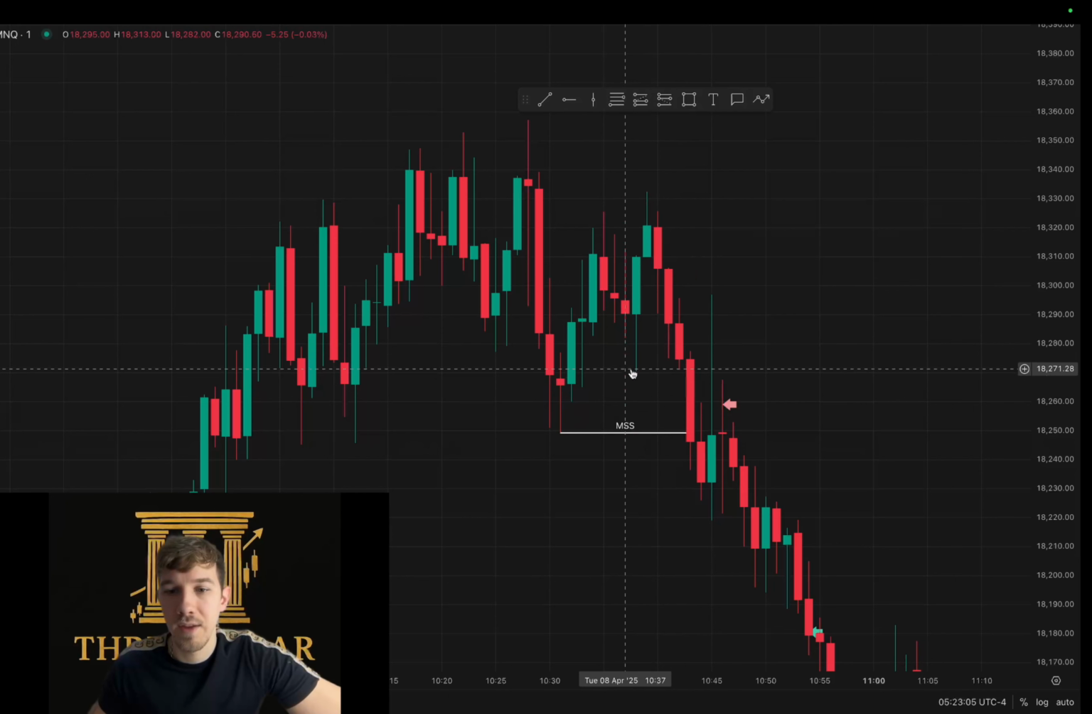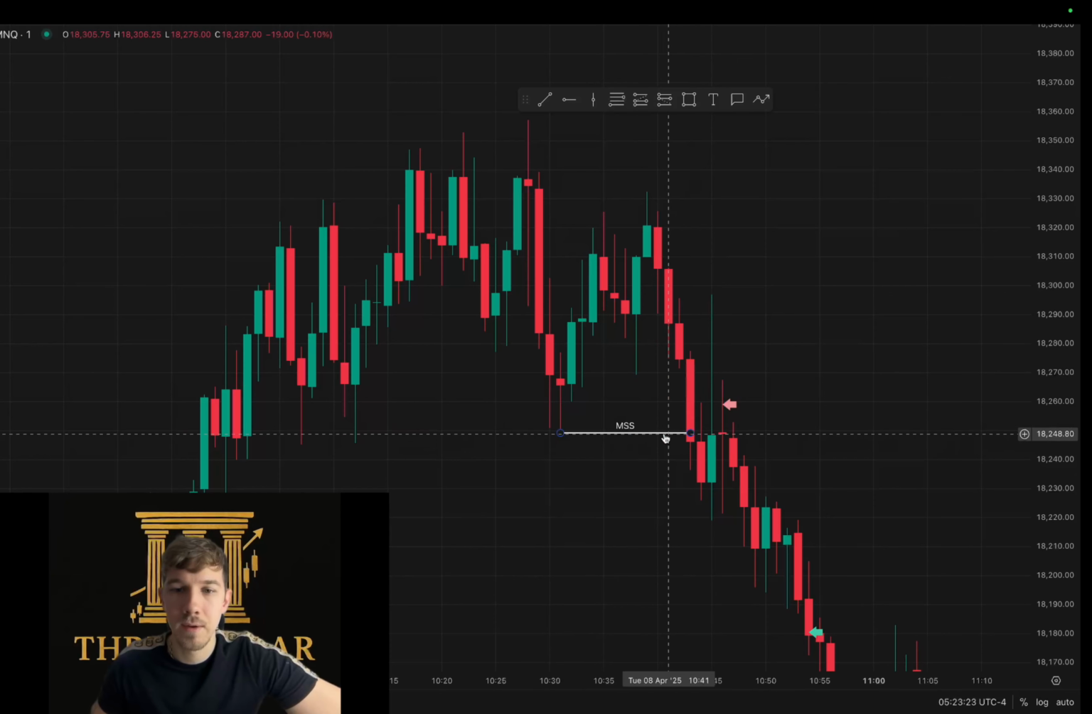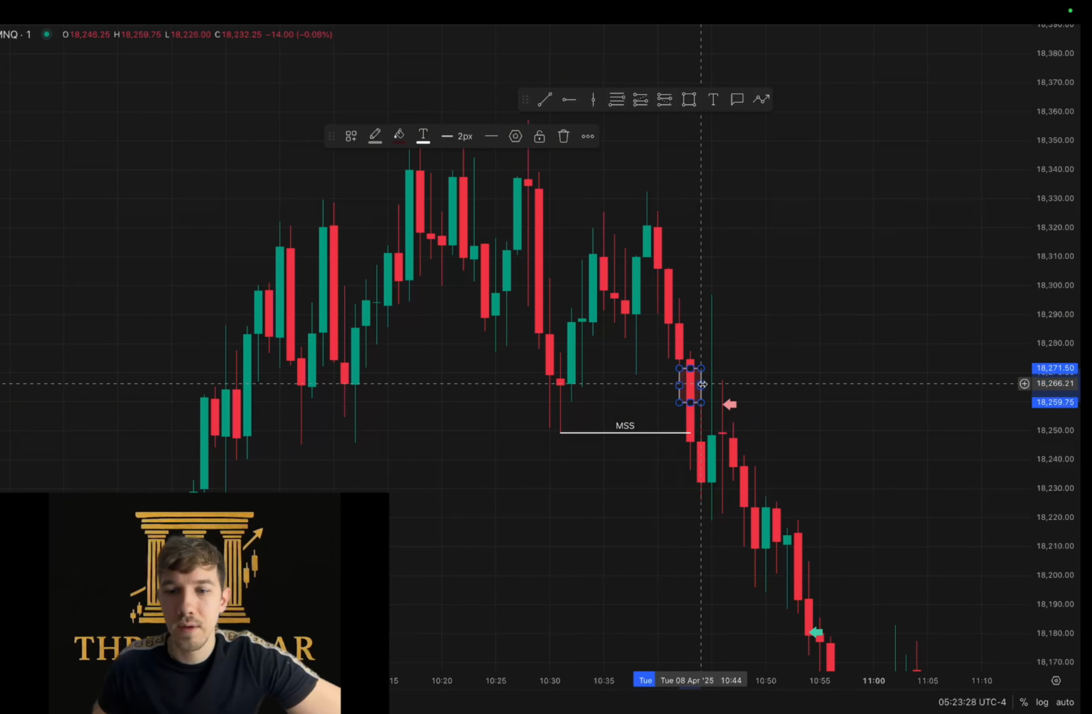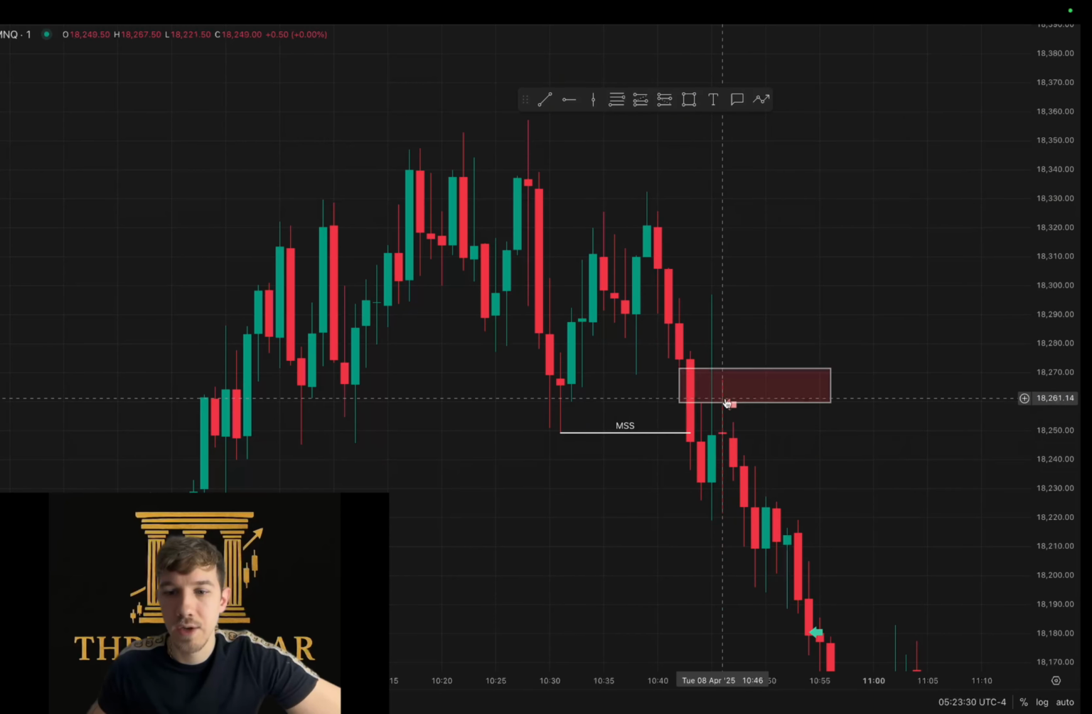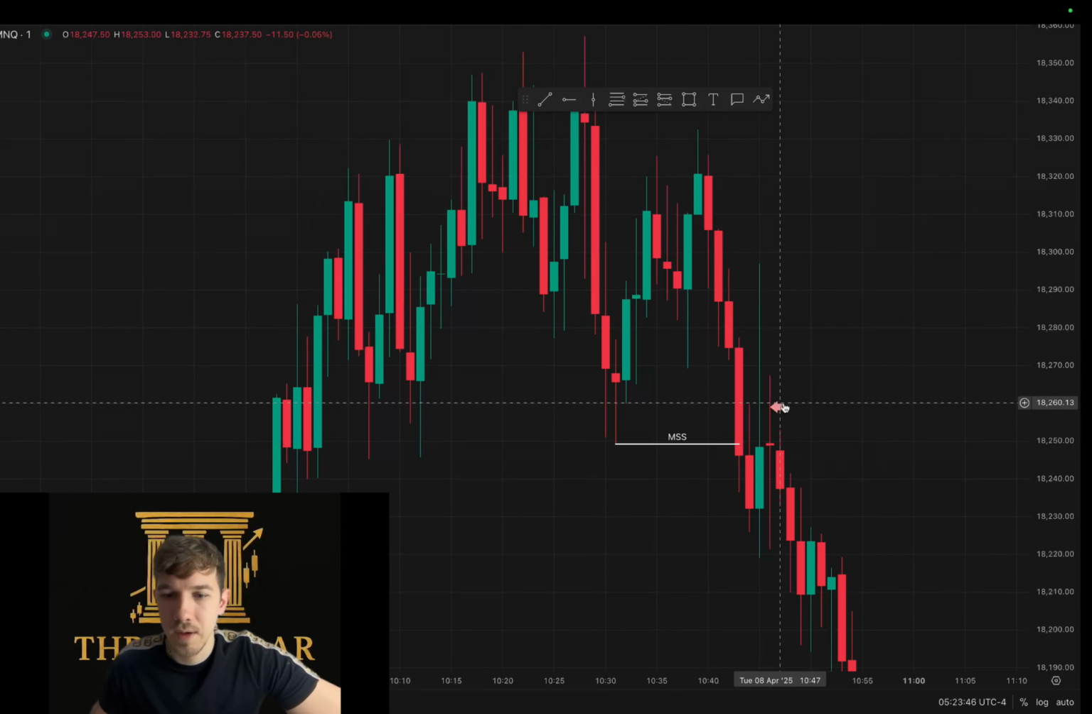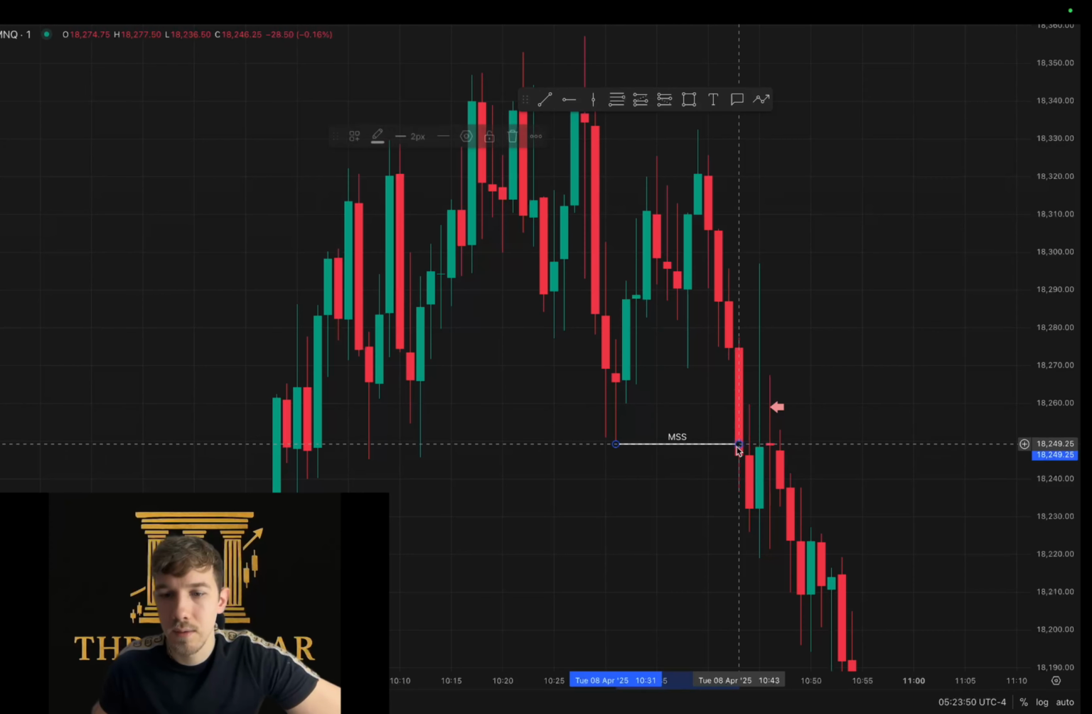On this instance here, we didn't get a full body candle close until this candle closed. We didn't get a body candle close until we closed below this low. So we would use this as the actual valid market structure shift, paired with a fair value gap, which is where I got the entry as soon as it tapped back into that fair value gap. So this is a valid market structure shift because we've got a body candle close below, and it's got a fair value gap.